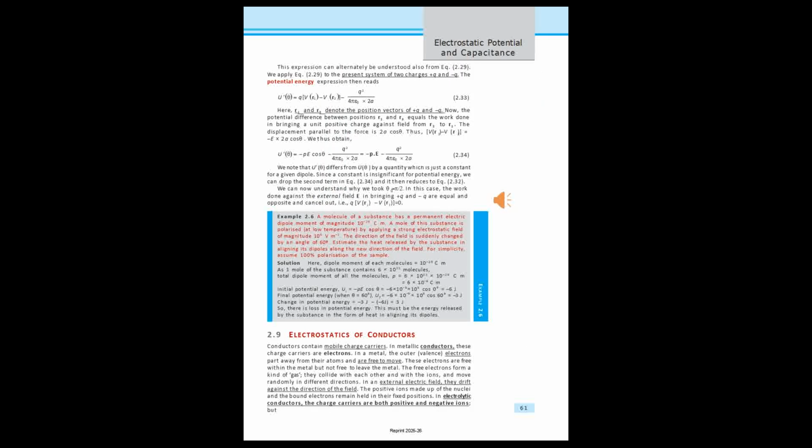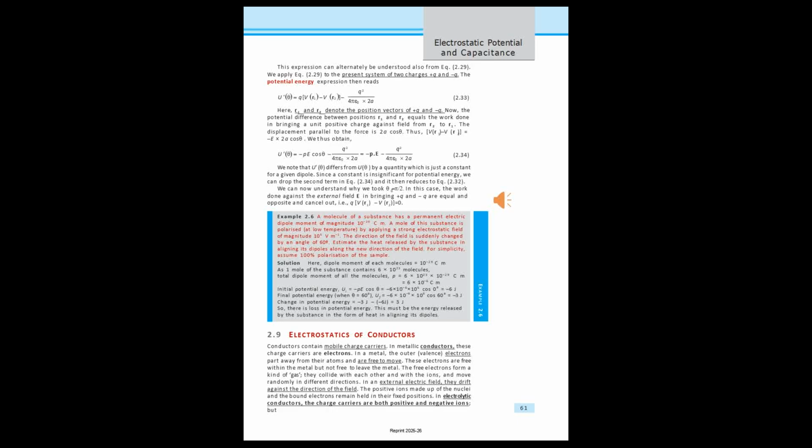This expression can alternately be understood also from equation 2.29. We apply equation 2.29 to the present system of two charges plus Q and minus Q. The potential energy expression is given by the equation 2.33. Here, R1 and R2 denote the position vectors of plus Q and minus Q. Now, the potential difference between positions R1 and R2 equals the work done in bringing a unit positive charge against field from R2 to R1. The displacement parallel to the force is 2a cos theta. Thus, V(R1) minus V(R2) equals minus E times 2a cos theta. We thus obtain the equation 2.34.